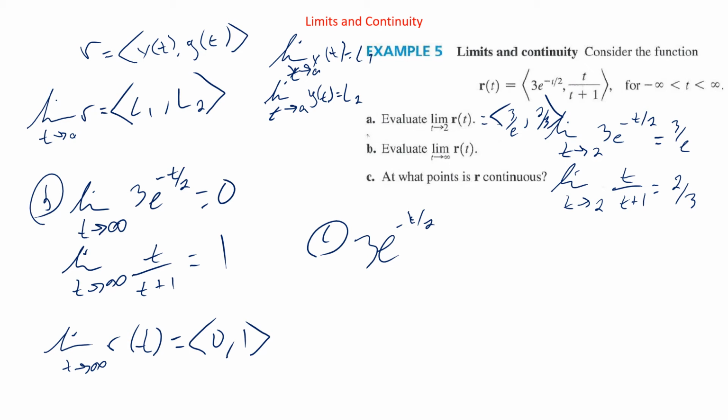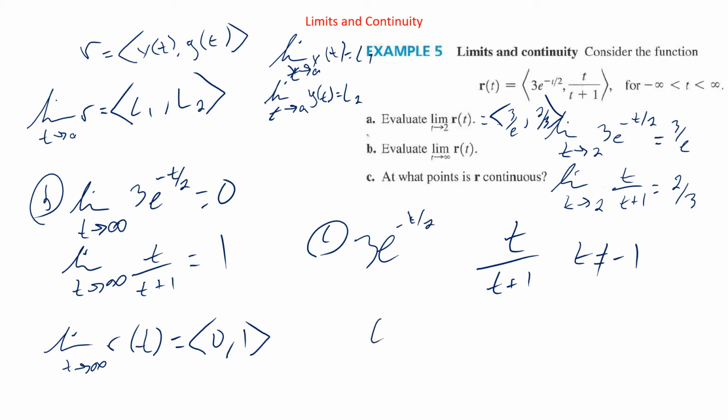The second piece, t over t plus 1, doesn't work when t equals negative 1, right? Because that would make the denominator equal to 0. This is not new information. So we just need to combine both of them. Here we have everything, so there are no restrictions. Here we have a restriction of t can't equal negative 1.